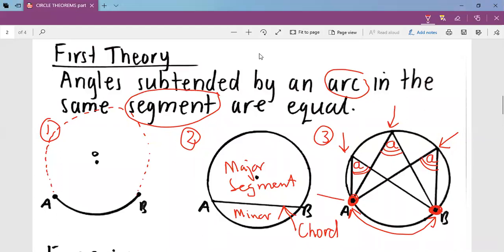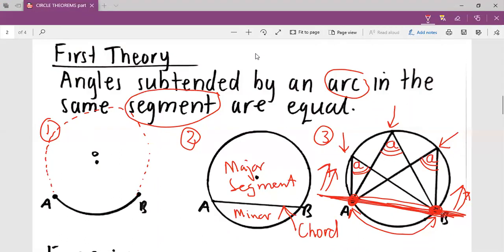If you look at A and B there, all the angles, they are this side. Look at the arrow. All the angles, they are that side. And that side is all the same segment. So all those angles are equal because they are in the same segment.